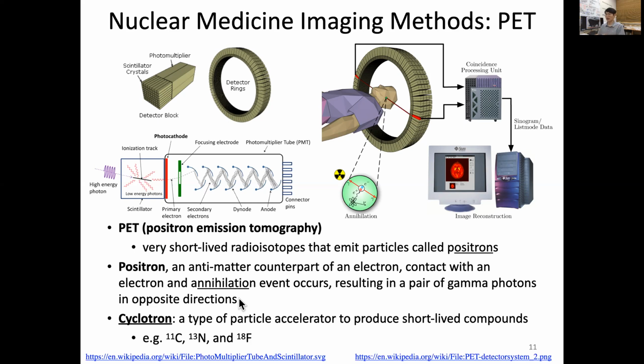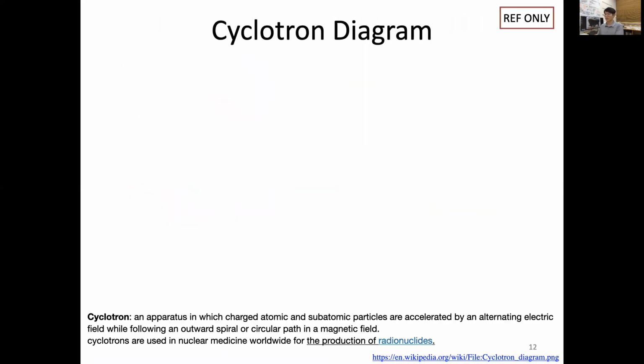And for these very short-lived radioisotopes for PET, we need a cyclotron, which is a type of particle accelerator, to produce short-lived compounds. For example, C11, carbon, nitrogen 13, and F18. These have relatively short lives. That's why PET needs, at least in the same city or a nearby place, a cyclotron. So what is a cyclotron?